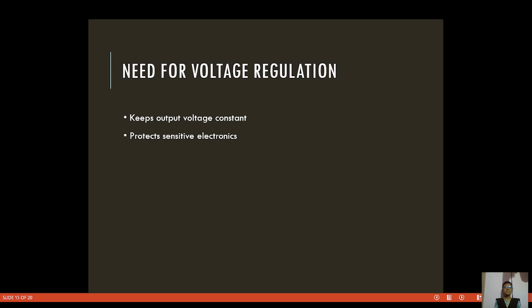Next is the voltage regulator. What is the need for voltage regulation? The output which we are getting from the filter is not direct current. The regulator keeps the output voltage constant. Because it keeps the voltage constant, it is useful for sensitive electronic devices.